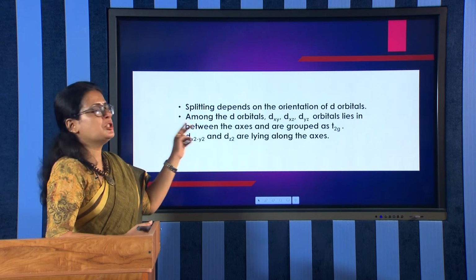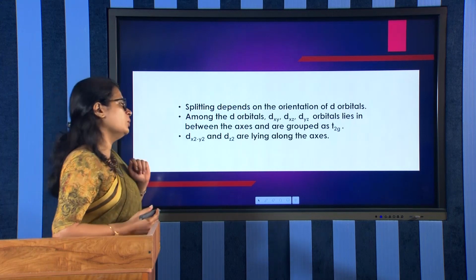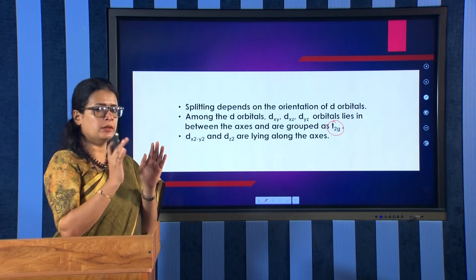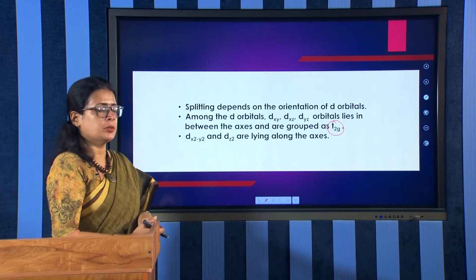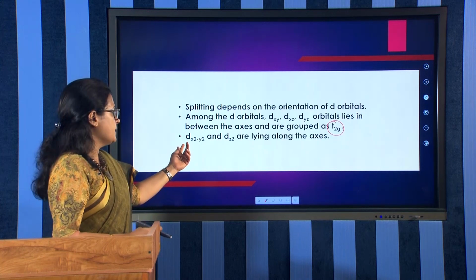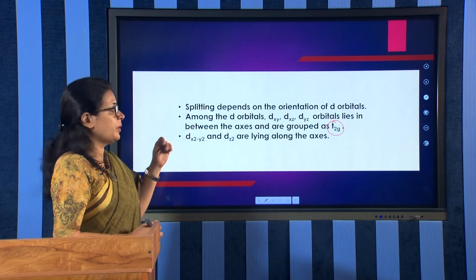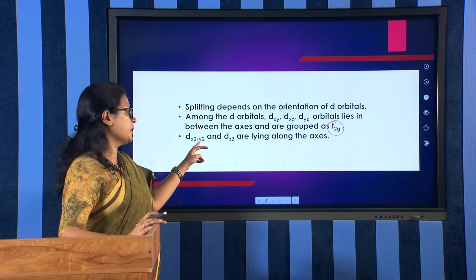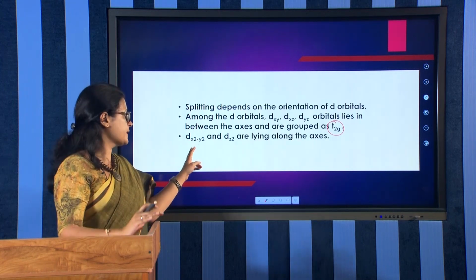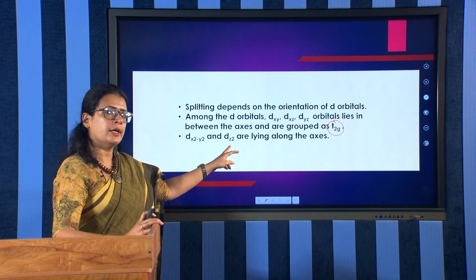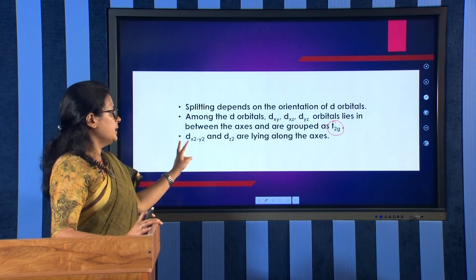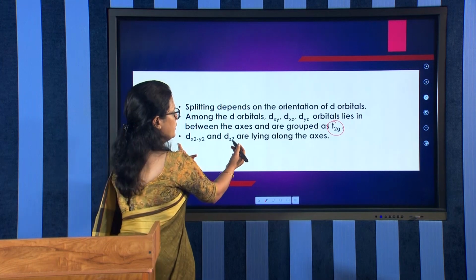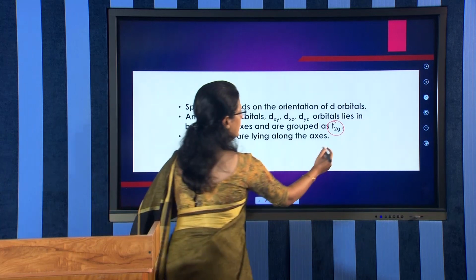orbitals lie in between the axes and they are grouped as T2g. They are grouped together as the T2g set. And the other two, that is dx square minus y square and dz square, are lying along the axes. In the case of dx square minus y square, it is lying along the x axis and y axis. In the case of dz square, it is along the z axis. So, these two are lying along the axes, and both are grouped as eg.